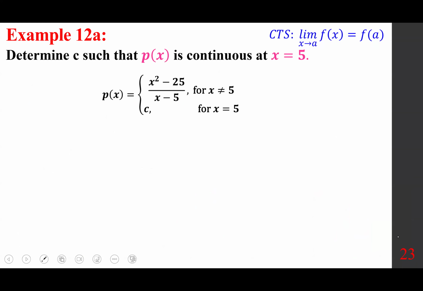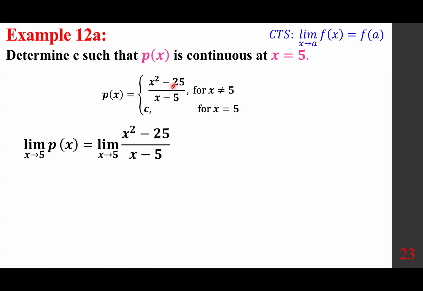Determine c such that p of x is continuous at x equals 5. And again, reminding you, continuity for short means limit of f of x as x approaches a equals f of a. Well, first, we want to take the limit of this function. The limit of the function as x approaches 5 uses this one because although it's a piecewise defined function, in the case where x is not equal to 5, less or larger makes no difference, we use the same thing. So let's find the limit first.